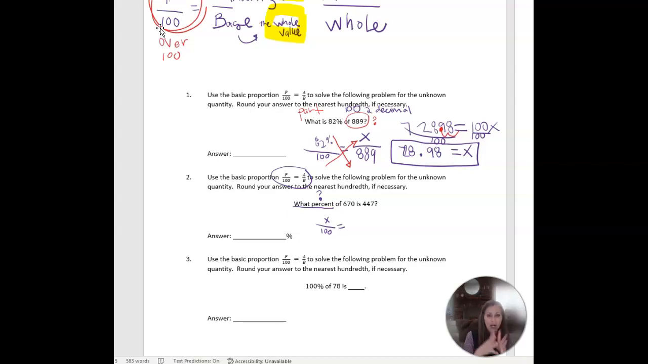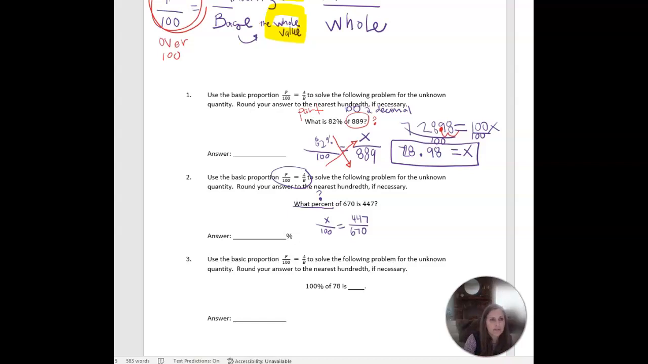The base is the whole amount, the full amount of whatever's in your problem. So for this one, the full base is 670. And 447 is some amount out of that base. In other words, it's some part out of that base.